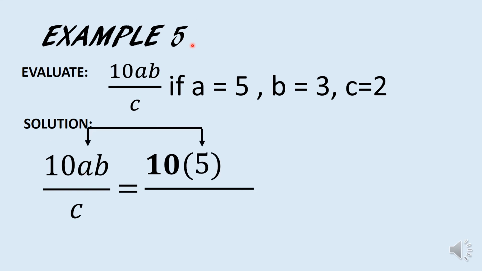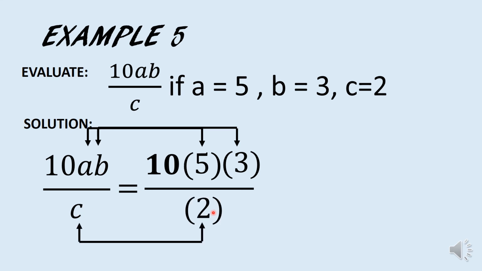So take note class na kapag nagpa-plug in tayo, lalagyan natin siya ng parentheses to denote multiplication. Then for our B, that becomes 3. And for our denominator, so you have C that is equal to 2. So actually kahit wala na sanang parentheses, since wala naman siyang katabi, pero nilagay ko na lang to remind na kapag tayo ay nagpa-plug in, kailangan meron siyang parentheses. Pero kung wala naman siyang katabi, actually kahit wala na siyang parentheses.